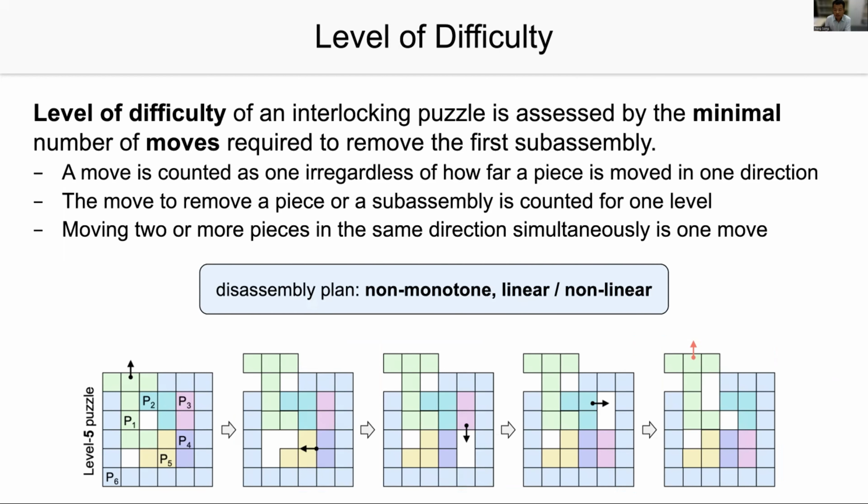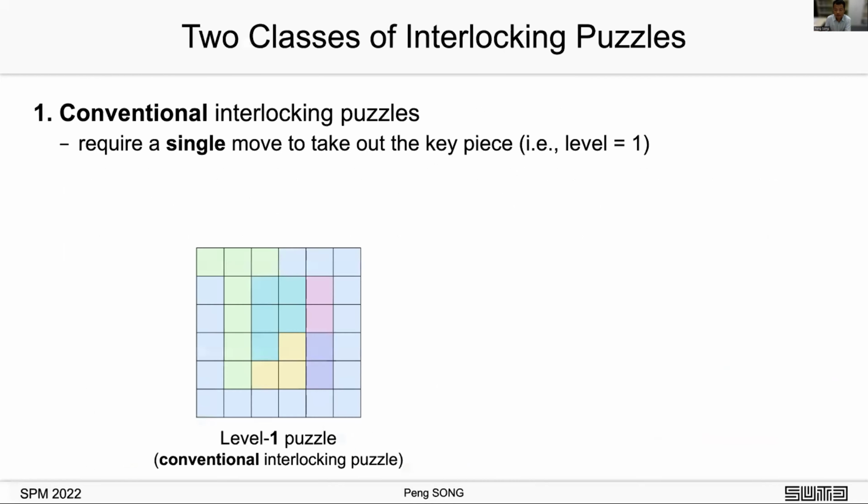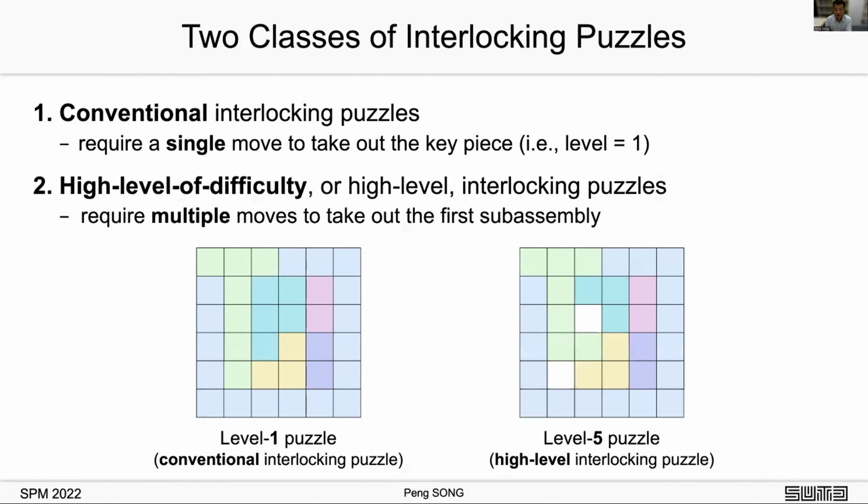The level of difficulty of this interlocking puzzle is 5, since it requires 5 moves to take out the green piece, and its disassembly plane is non-monotone, linear, or nonlinear. Based on the level of difficulty, we can classify interlocking puzzles into 2 classes. Conventional interlocking puzzles, which require a single move to take out the key piece. In other words, the level of difficulty is always 1. The second class is high-level interlocking puzzles, which requires multiple moves to take out the first sub-assembly.